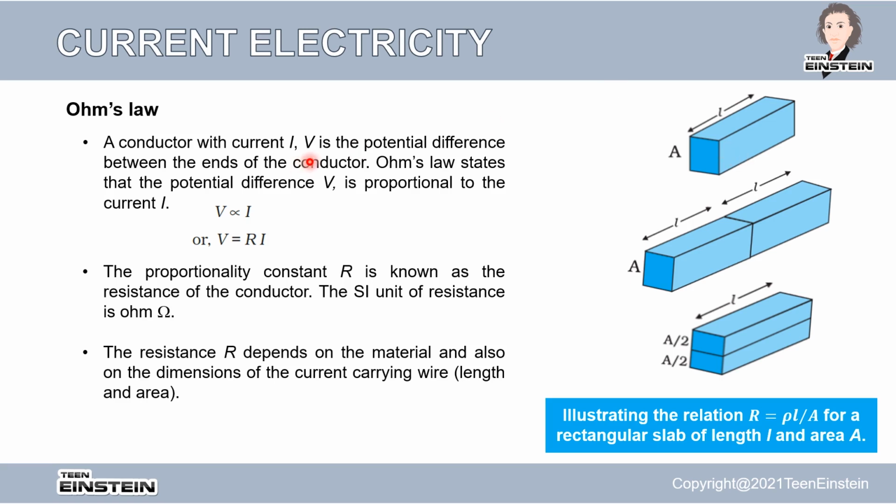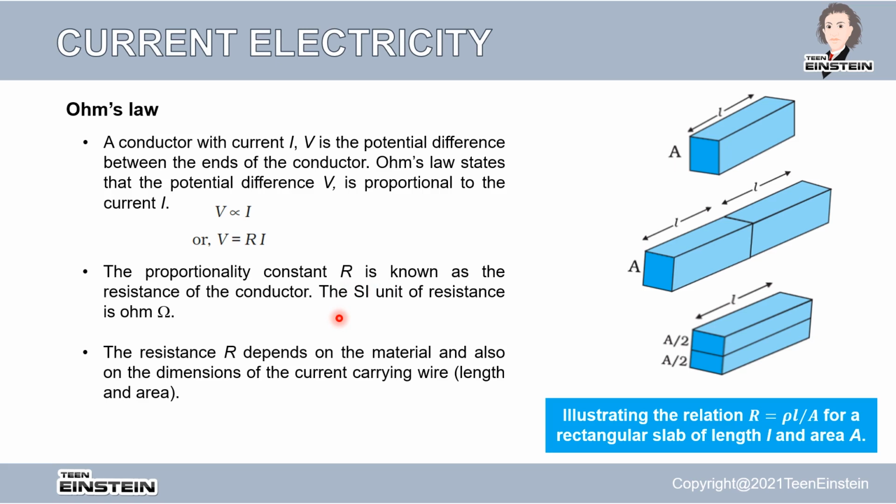So consider a conductor with current I, and V is the potential difference between the ends of the conductor. Ohm's law states that the potential difference V is proportional to the current I. So V is directly proportional to I always, and the relationship between them is defined by a constant R. So the proportionality constant is R, V equals I multiplied by R. This is the statement of Ohm's law. The proportionality constant R is known as the resistance of the conductor, and the SI unit of resistance is ohm.